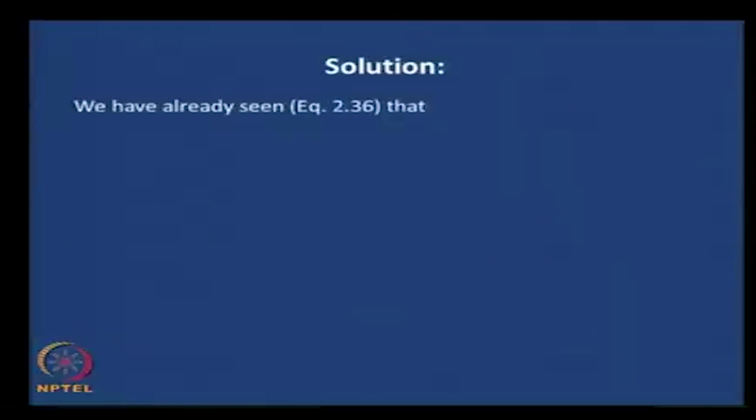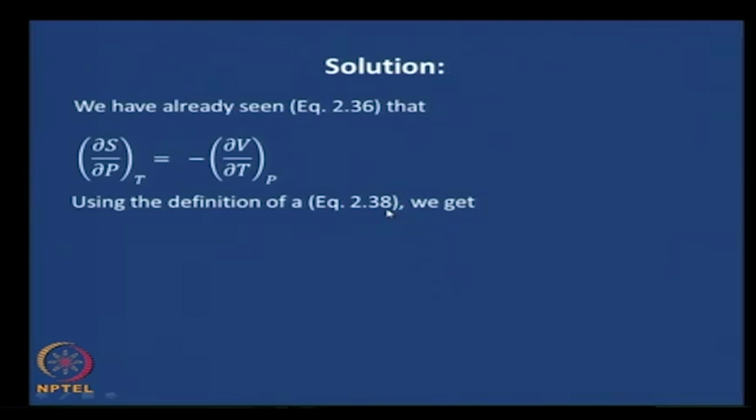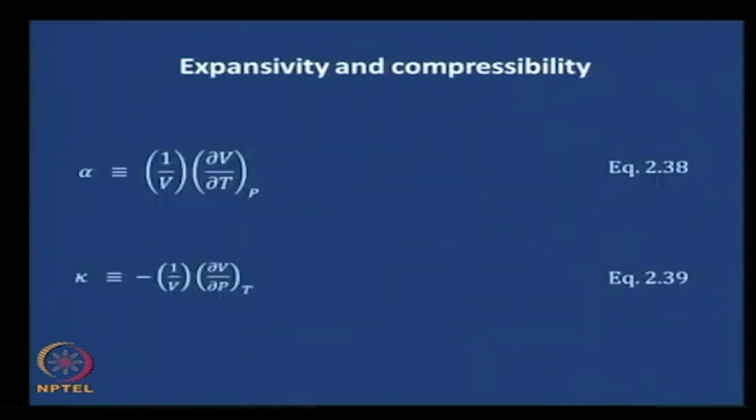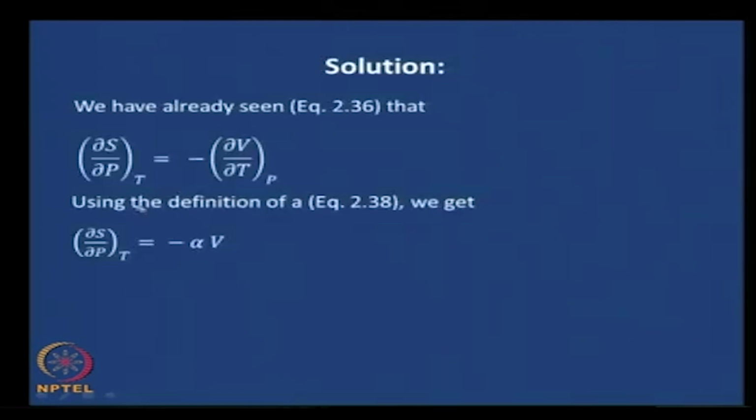Okay, let us look at the part of the solution now. We have already seen, if you go back and look at equation 236, that dou S dou P at constant T is minus dou V dou T at constant P, and using the definition of alpha which was given in equation 238, alpha is 1 by V dou V dou T at constant P, we get dou S dou P at constant T. The right hand side becomes alpha times V with a minus sign from here.